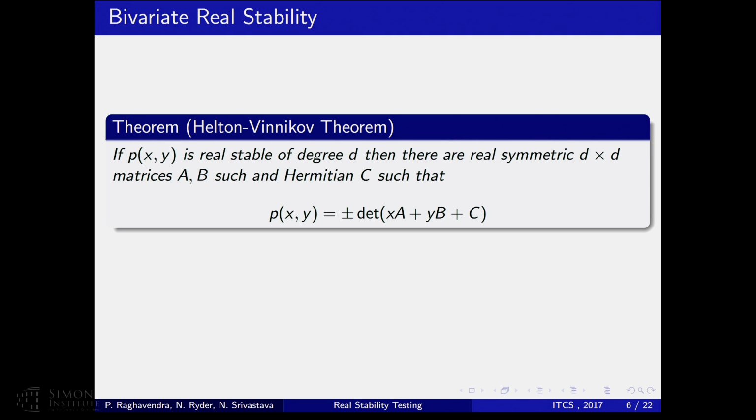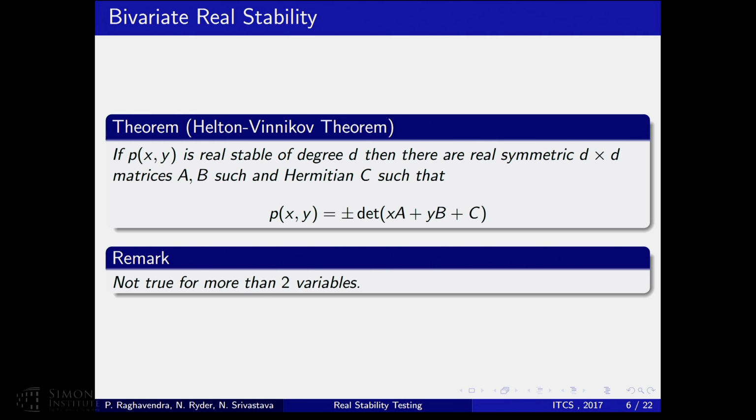Okay. The second example I gave was these determinantal polynomials, and there's this really nice theorem of Helton and Vinnikov that says that every bivariate real stable polynomial is in fact of the form of one of these determinantal polynomials. So there exist positive semi-definite matrices A and B and a Hermitian matrix C such that your polynomial is this. So for bivariate polynomials, we actually know a lot about their structure. We can write down explicit linear algebraic representations of them. This is not true for more than two variables. So this is one of the nice things that we find with bivariate real stable polynomials.